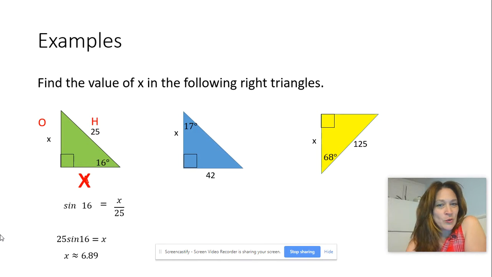Now make sure that your calculator is set to degrees. If it's set to radians, you get a completely different answer. Radians, we're going to do that in Algebra 2, but right now in geometry, we're always using degrees.